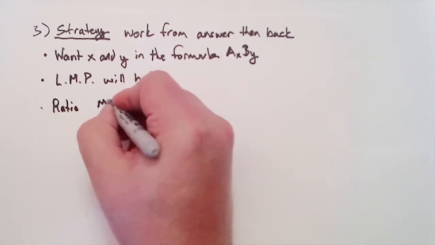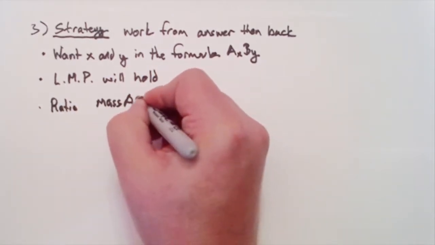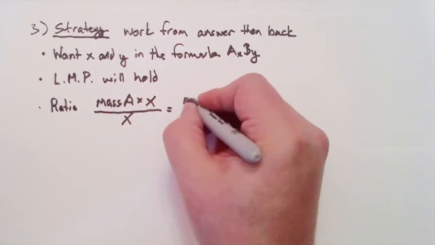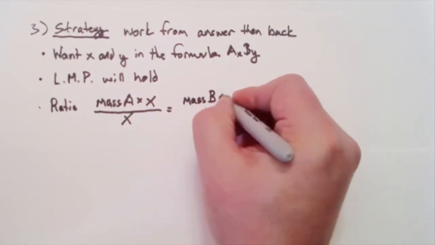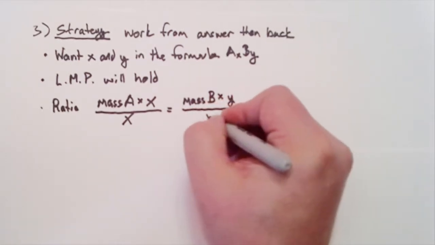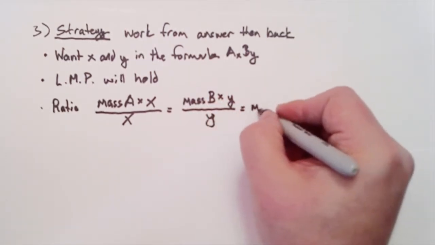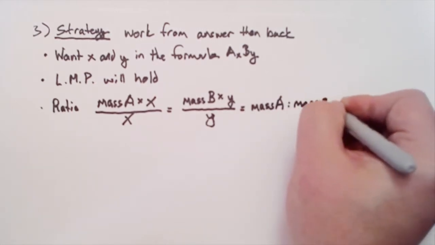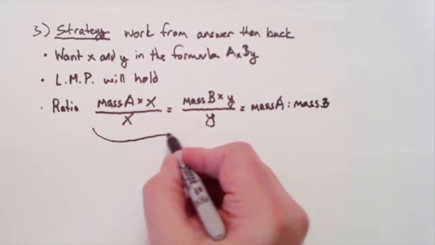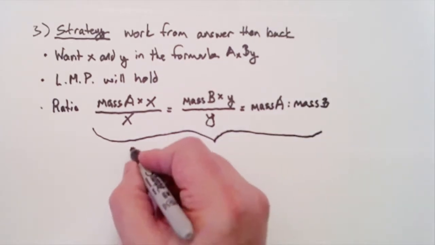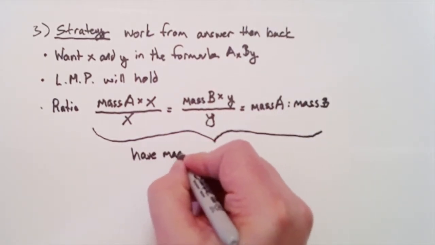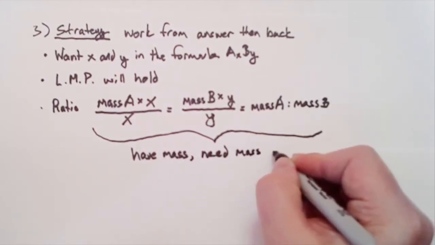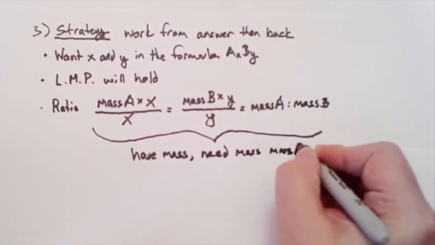The ratio of the mass of 1 unit of A times x over the coefficient x to the mass of 1 unit of B times y over the coefficient y should equal the mass of 1 unit of A to the mass of 1 unit of B. We have the masses of A times x to mass of B times y. We just need to determine the coefficients x and y.